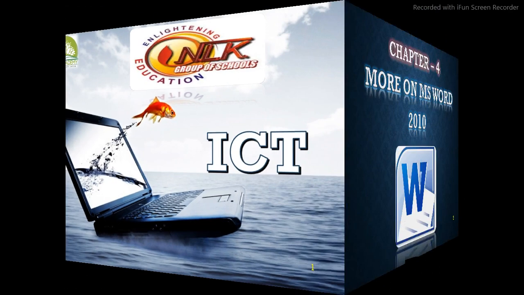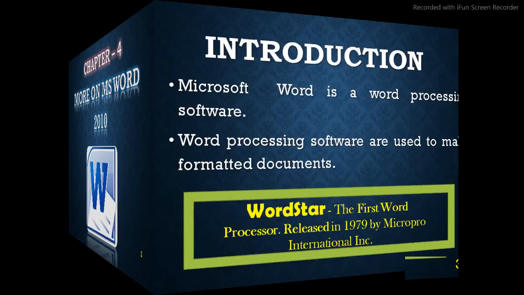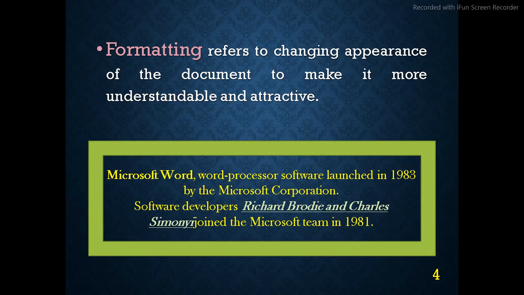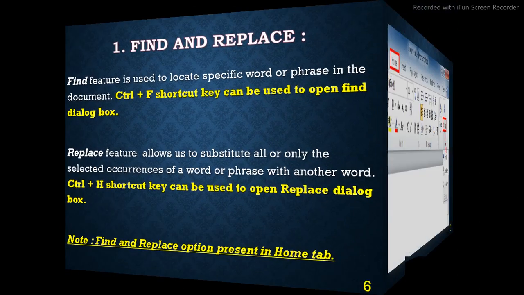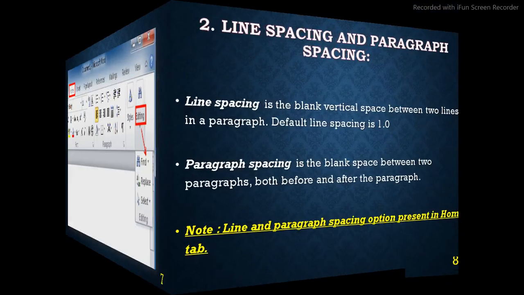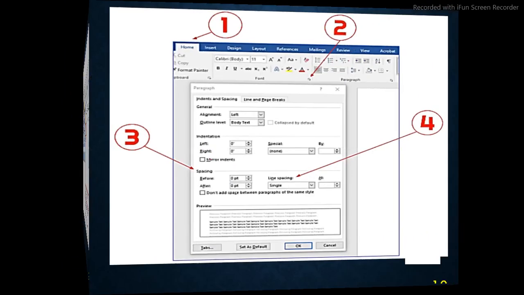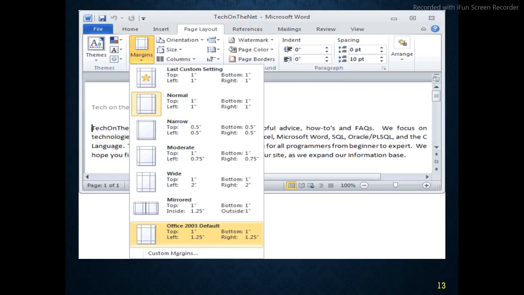So in our last video we have discussed more on MS Word 2010. We have discussed what is a Microsoft Word, what is word processing, what do you mean by formatting. We have discussed a few features of MS Word 2010 like find and replace, line spacing and paragraph spacing, page margin. Now we are going to begin with a very new topic, page orientation.